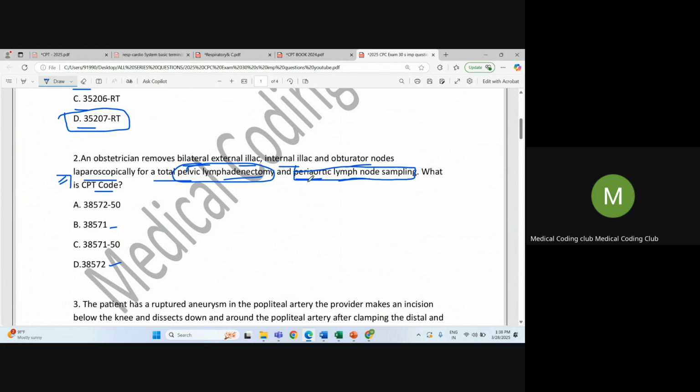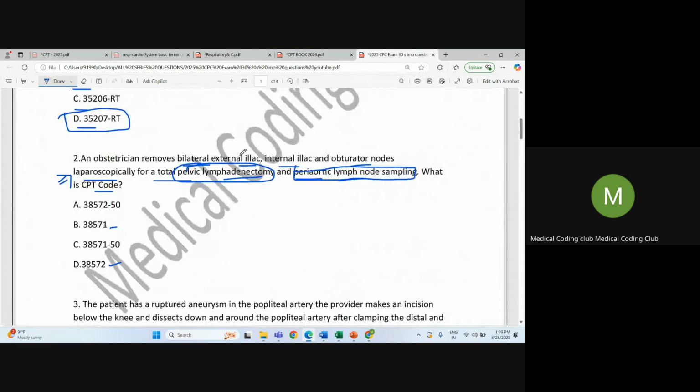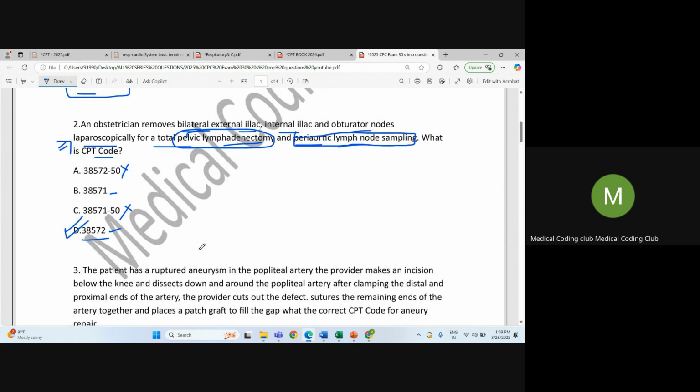Then you should choose the right answer as 38572. If you see the code description here, it clearly mentions bilateral. The CPT code's primary description itself says bilateral. Hence, you don't have to choose the option with the modifier 50. So for this particular question, the correct answer is option D, 38572. Okay, so let's see one more question.